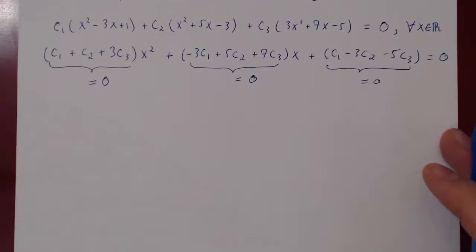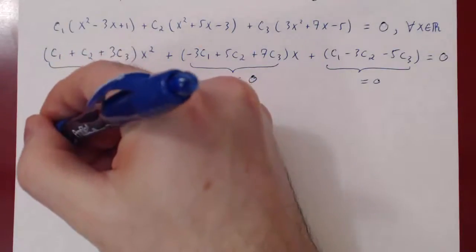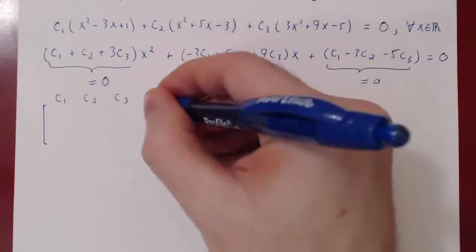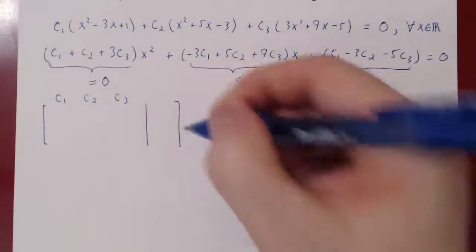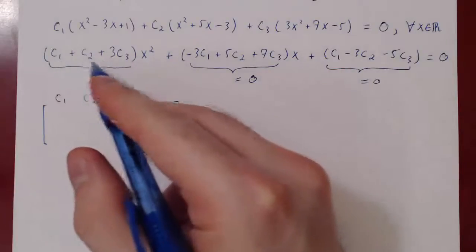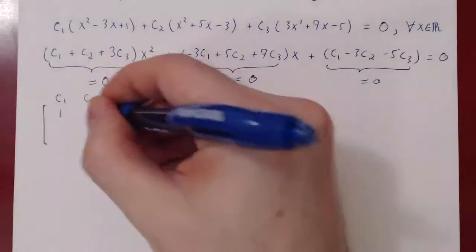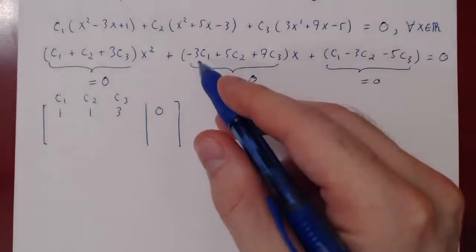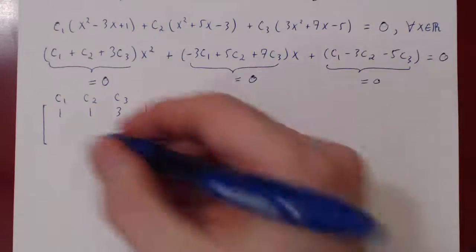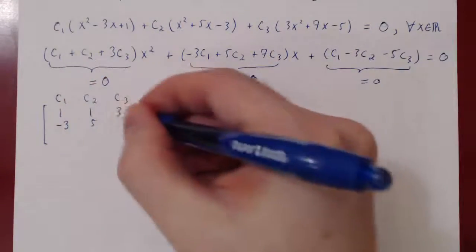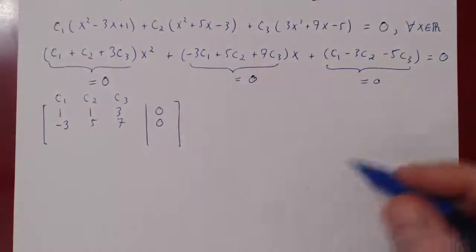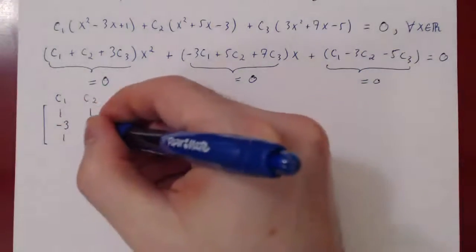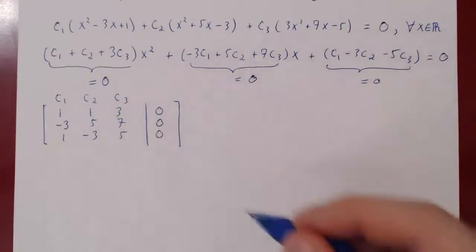Let's construct the augmented matrix. Now we only have three equations. So the first equation, 1, 1, 3, this equals 0. Second equation, negative 3, 5, 7, and that's equal to 0. And the third equation, 1, negative 3, negative 5, and that's also equal to 0.